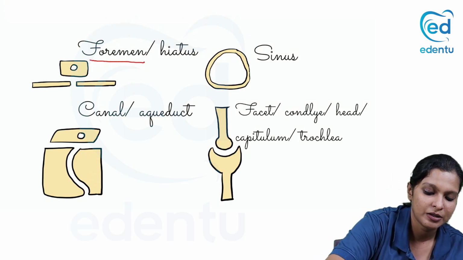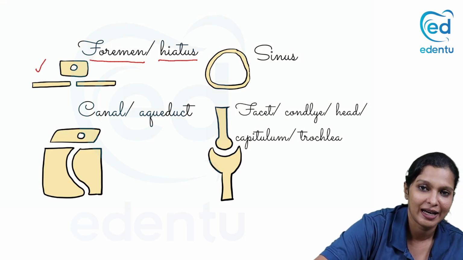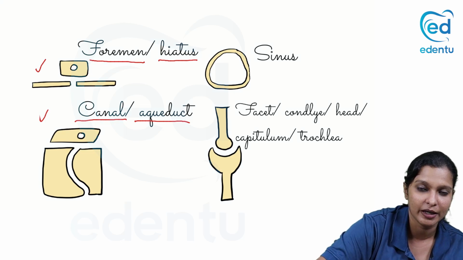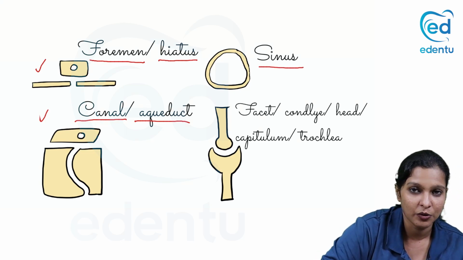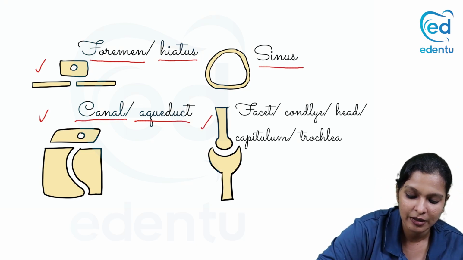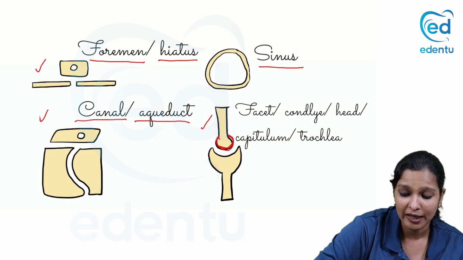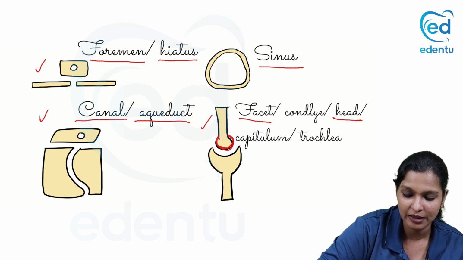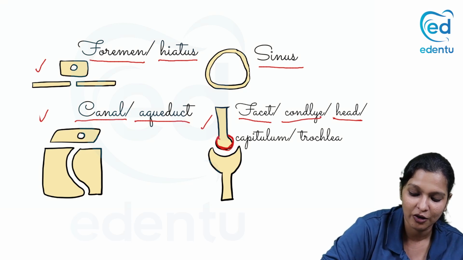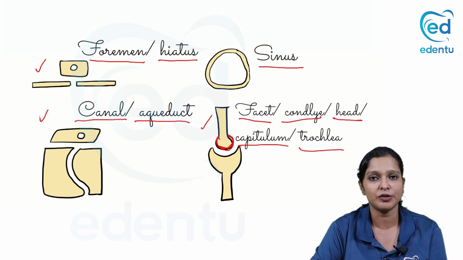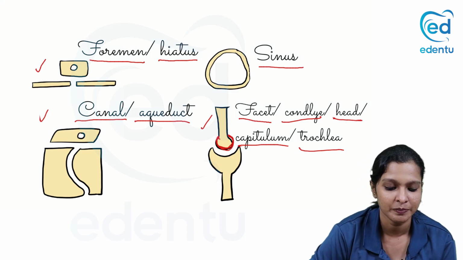So this one here can be called as foramen or hiatus. This one here is called as canal or aqueduct. This one I already told it is sinus. Here this region can be called as a head or a facet or condyle or capitulum or trochlea. These are some of the examples for such articulating parts.